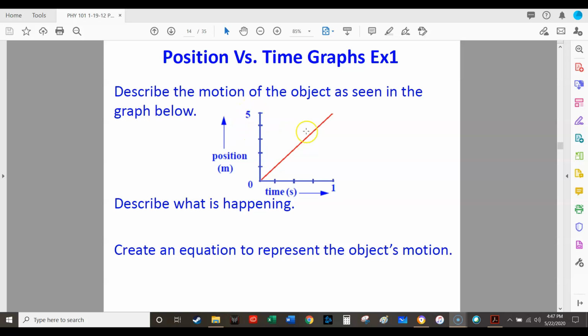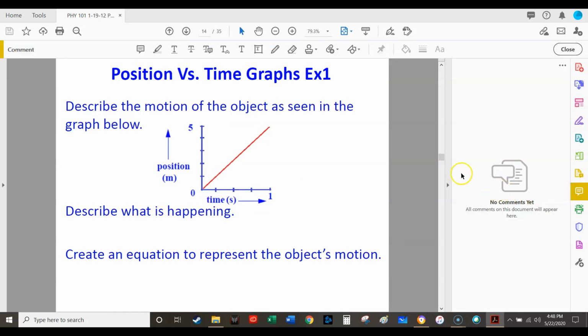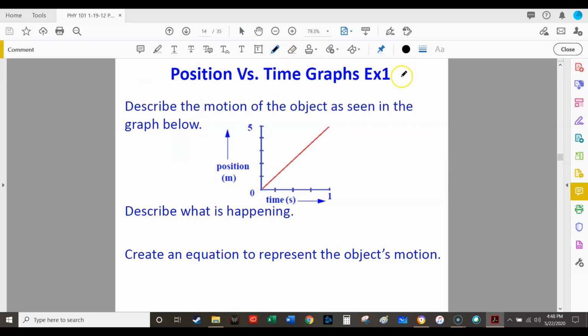Interpret not only just the data, but also the meaning of the graph, and try to describe what is happening. And if you have any experience using linear equations, and what I mean by linear equations, let me go ahead and mark up the document here. I mean linear equations as far as y is equal to mx plus b.